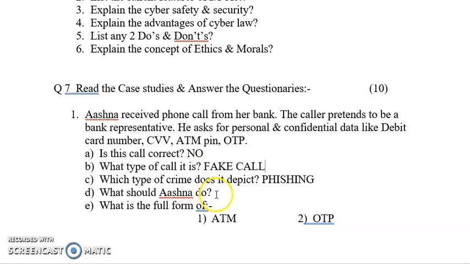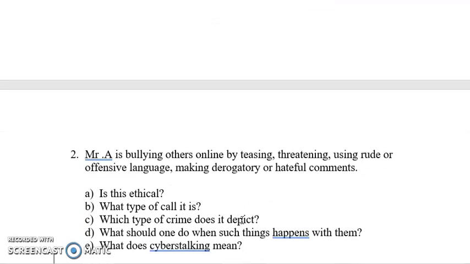Okay, and then we have, what should Ashna do? She should report a complaint against it. And what is the full form of ATM? It is automated teller machine, and OTP is nothing but one-time password.